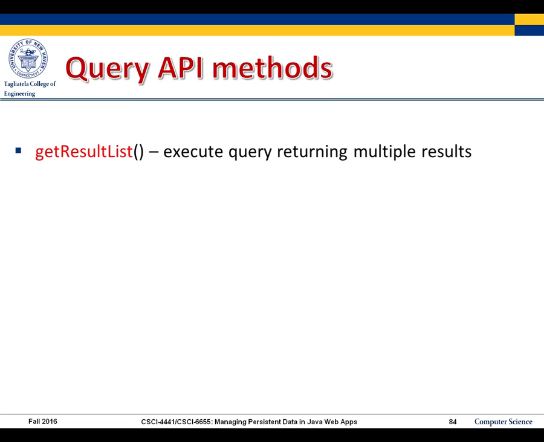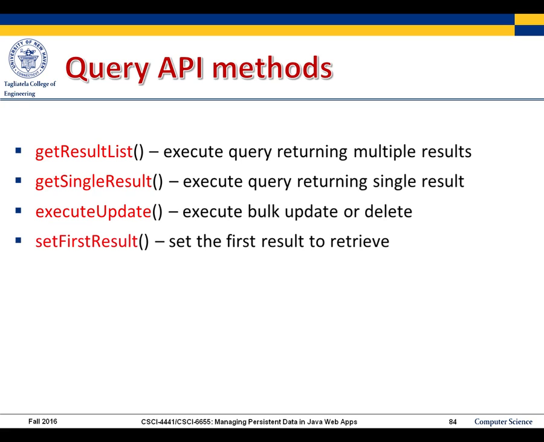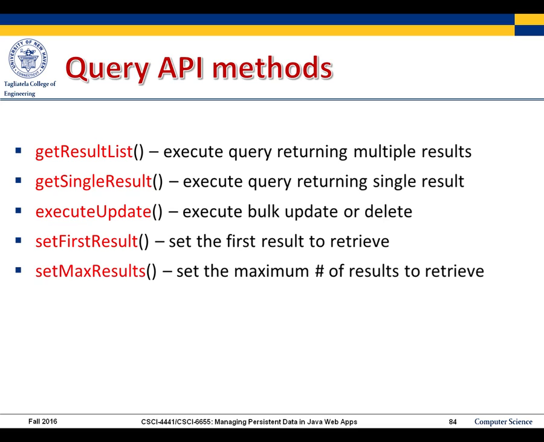Here are the methods. Get result list means do the query and give me multiples back. Get single result, okay. Execute update, that's what actually does the, you create an update or delete, and it will actually do the execution of that. Here is the start at the first one, and here is give me at max number back. This is what allows you to do any kind of pagination you want, as long as you keep track of where you are.